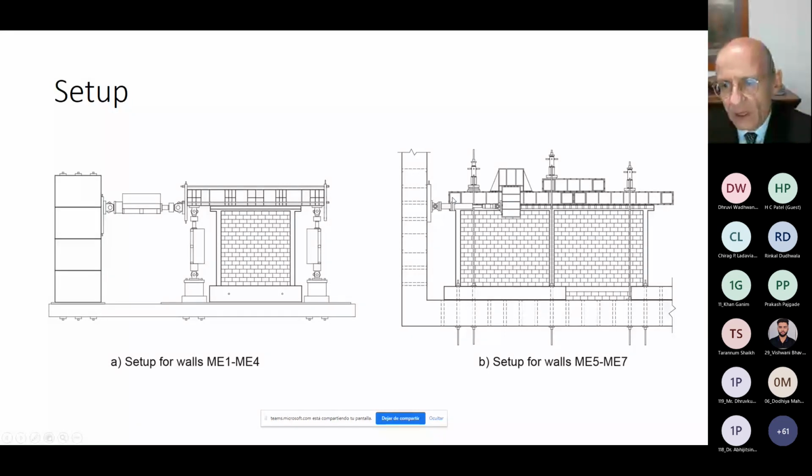Observe that we have here 3 points where we applied vertical load, and actually we can see only one of the actuators here, but there are 2 side by side, controlled simultaneously to provide the load, because the long walls required very large forces to fail them. These actuators were 50 tons, and 50 tons was not enough or was very close to the required load. So we actually used 2 actuators to be sure that we would have enough lateral force to apply to these walls.